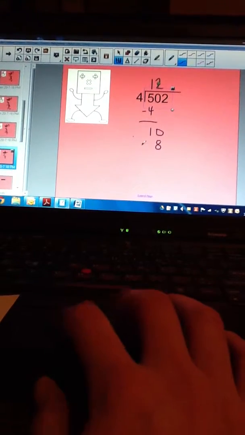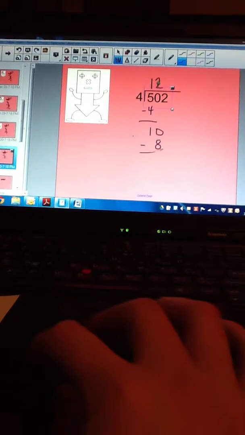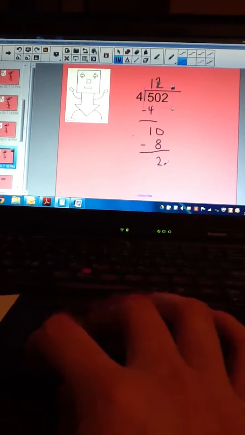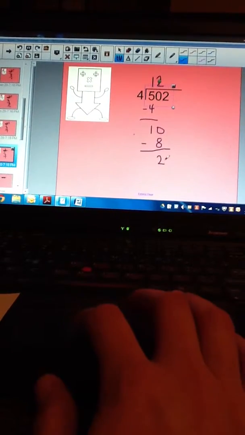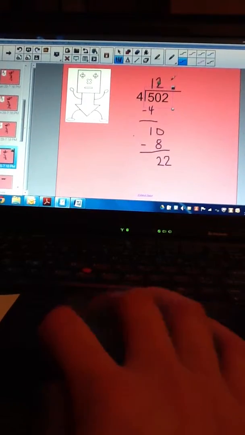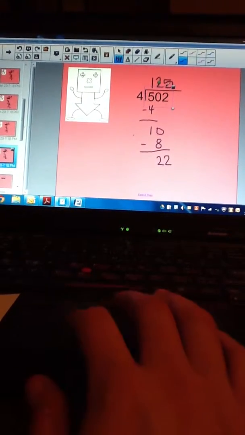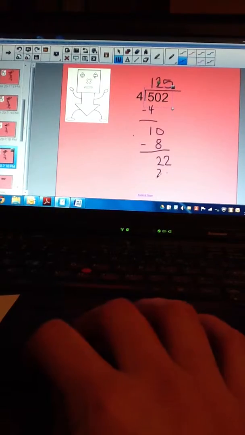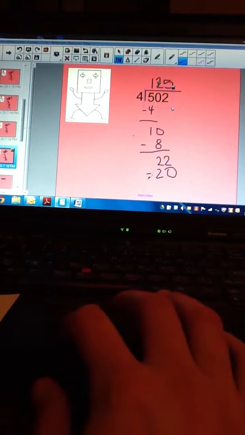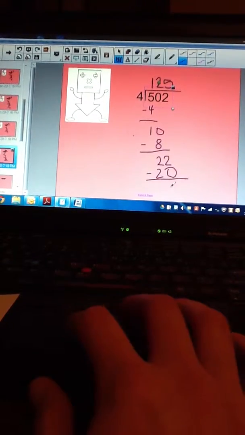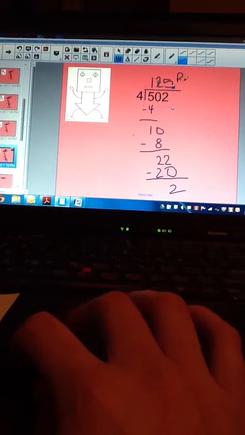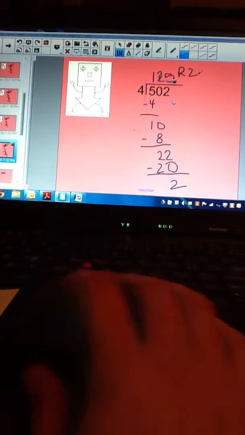Notice I had to put my 8 in the ones place and not in the tens place. If you put it in the tens place, your subtraction will be very wrong. And then last, I bring down the other 2. 4 goes into 22 5 times, and 5 times 4 is 20. I subtract, and I get 2. So I end up with 125 with a remainder of 2.